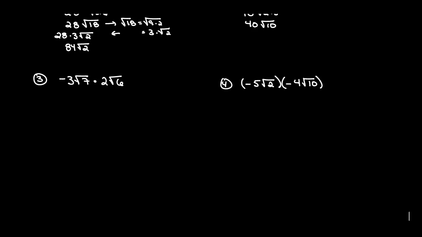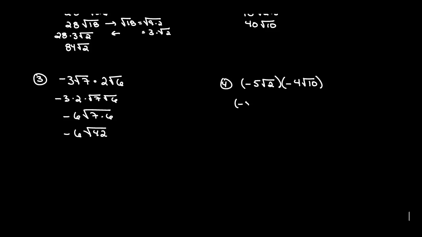Let's go ahead and take a look at problem number 3. We've got a negative 3 times 2 times the square root of 7 times the square root of 6. And so negative 3 times 2 is negative 6. And of course we've got 7 times 6, which will give us 42. So we have negative 6 times the square root of 42, and 42 does not break down any further.